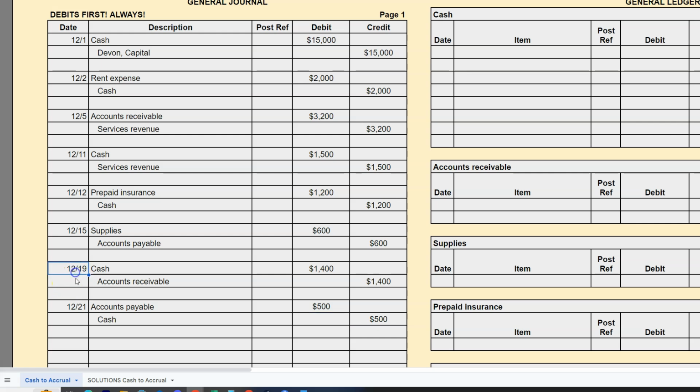So in my opinion, the 19th and the 21st, I think these are great ones to kind of compare. In this one, we received cash from customers that owed us. In this one, we paid cash that we owed to vendors. So you can see cash is going up, cash is going down. The balance of what our customers owe us is going down. The balance of what we owe is going down. So similar yet different.